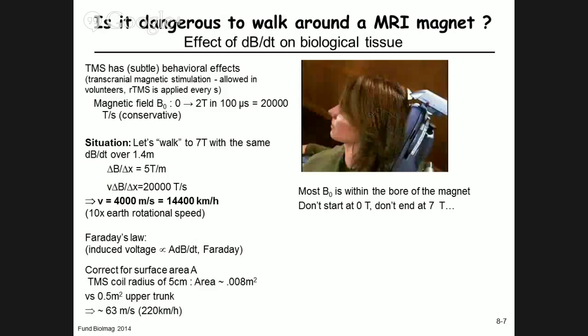And usually when you enter a room of a magnetic resonance scanner, you don't start at 0 Tesla. There is already a magnetic field. And so you don't end at 7 Tesla. The distance typically is more like 7 meters and not 1.4 meters. So with this effect, the velocity that we would have to reach would be even larger. It can be several fold higher. And I guess that's a bit my argument here, why these considerations of how fast one can walk around the magnet that the European Union has imposed, I think were made with good intention, but I don't think that they are really applicable in this case. And this is a safe technique.